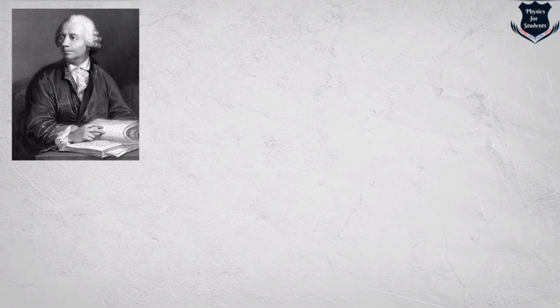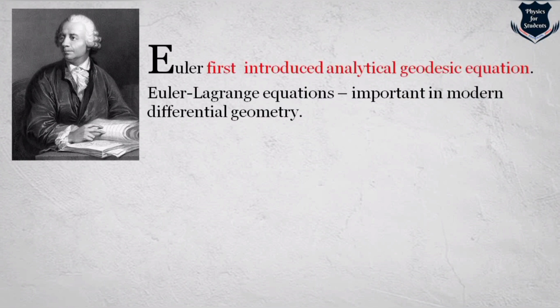Well, what can you tell about this great person? Leonhard Euler, a student of Johann Bernoulli, first used the analytical geodesic equation. This is very important later in differential geometry as well as in the development of Einstein's general theory of relativity. Euler was the first person to introduce the analytical geodesic equation, and he also introduced the concept of intrinsic geometry. Most importantly, the Euler-Lagrange equations are very important in modern differential geometry.